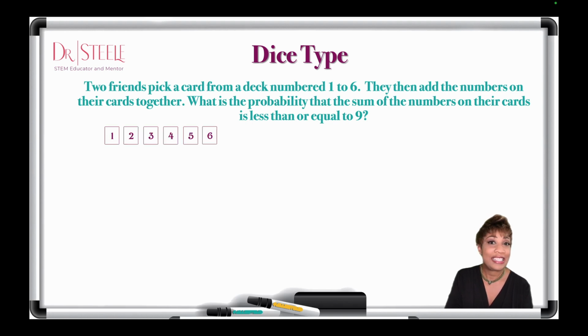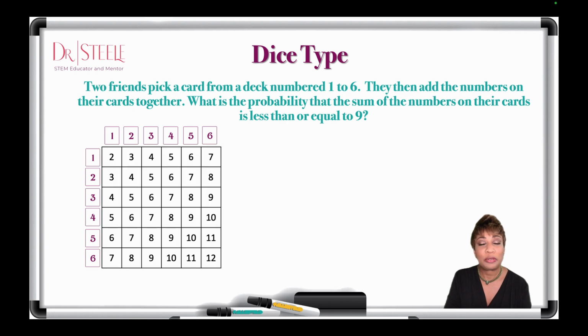Yes, you can. Instead of dice, I'm just going to have cards numbered 1 through 6. Again, one going horizontal and one going vertical. Then I'm going to fill in this pretty chart. Now, if we think about it, the sum of the numbers on their cards is less than or equal to 9.